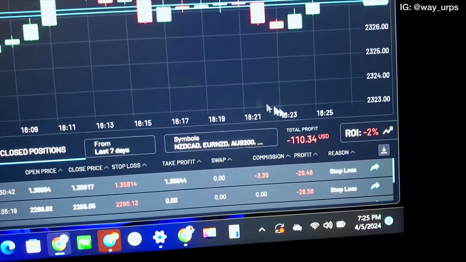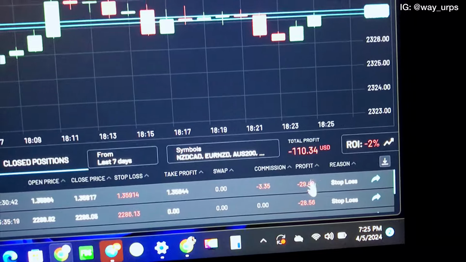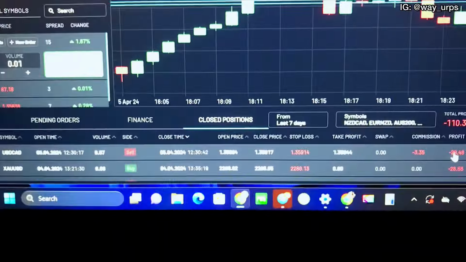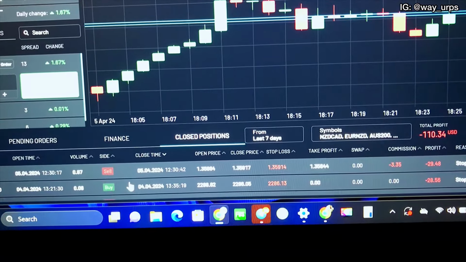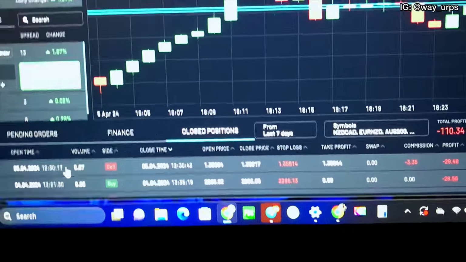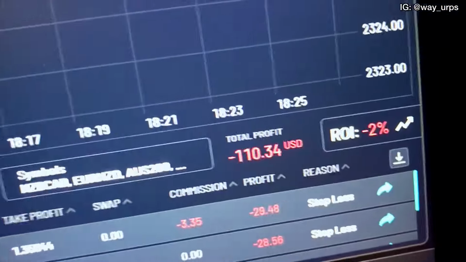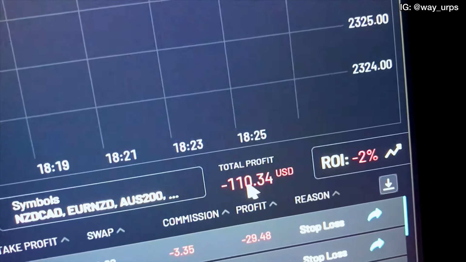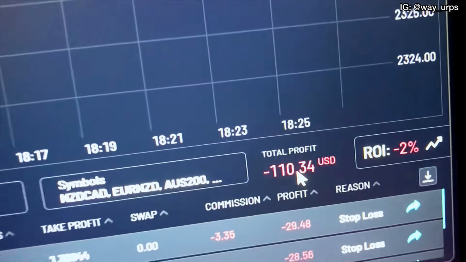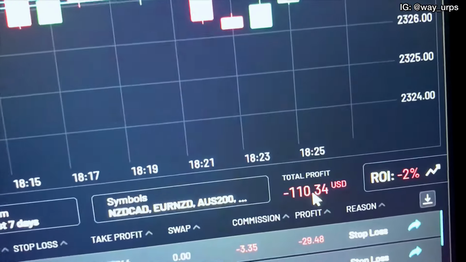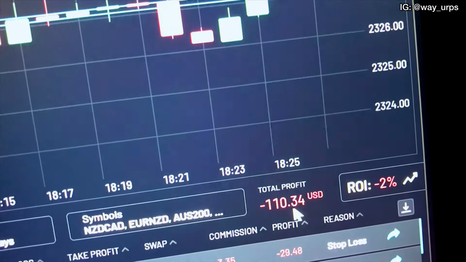Very, very annoying thing. It's very annoying because this is not my fault. I tell you the truth, I remember closing this thing without a shred of a doubt. But it's what it is, guys. This is just 1% though. This is just 2%. With one trade, I can get this back. So I'm not really bothered, but it's just annoying that it happened. You get what I mean?